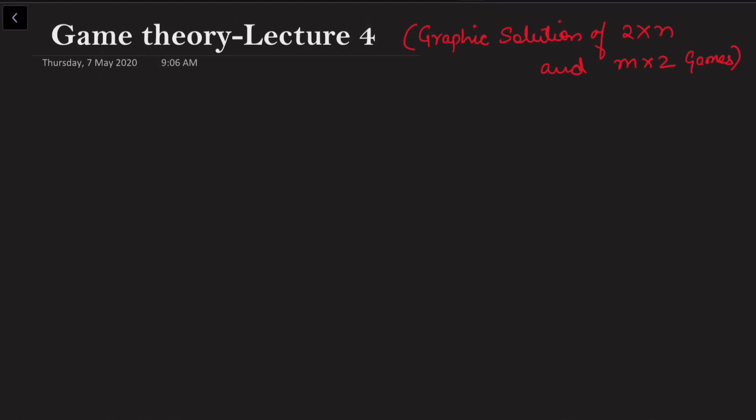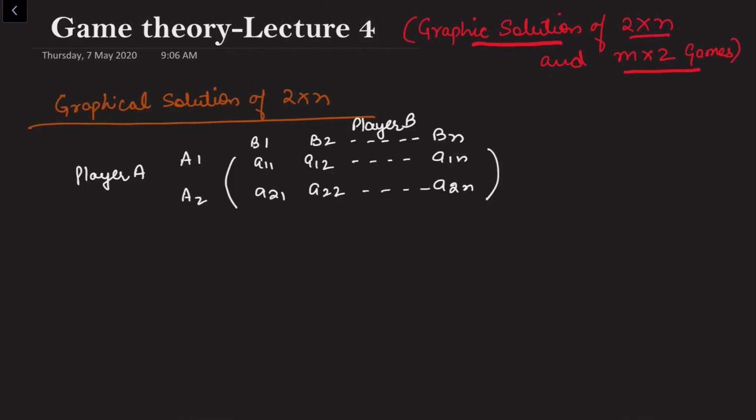In this video, game theory lecture number 4, we are going to find the graphical solution of 2 cross n and m cross 2 games. So we first consider the graphical solution of 2 cross n games. Since it is 2 cross n, player A will have two strategies, A1 and A2, and the other player has n strategies, B1, B2, up till Bn.